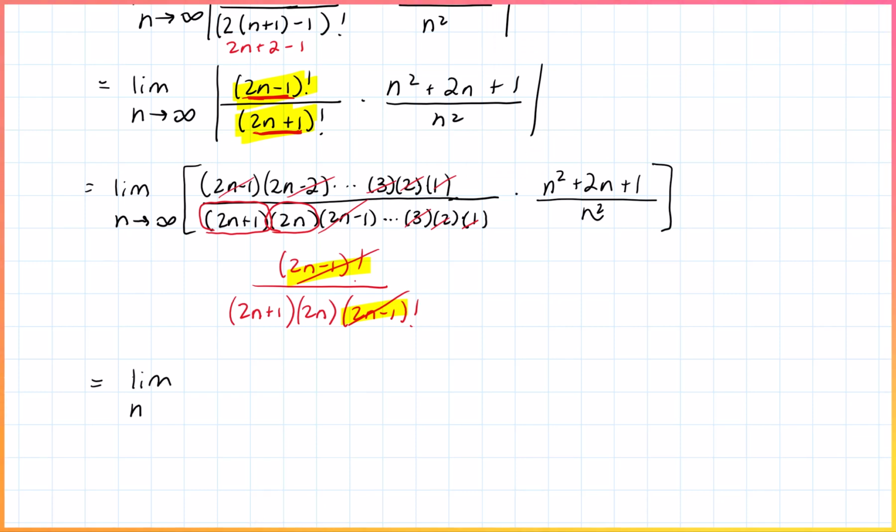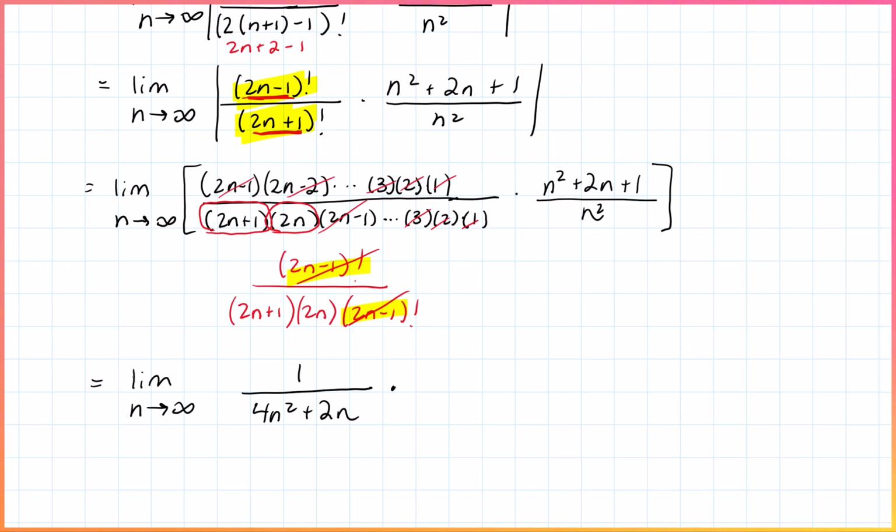So we've got the limit as n is going to infinity. In the numerator from the factorials, we just have 1. In the denominator, 2n plus 1 times 2n. Let's go ahead and expand that out. So that becomes 4n squared plus 2n in the denominator there.